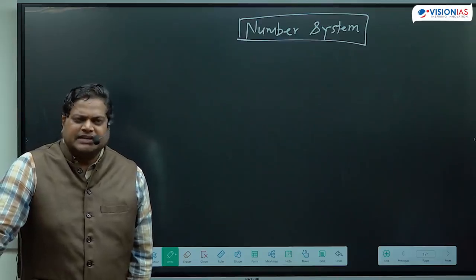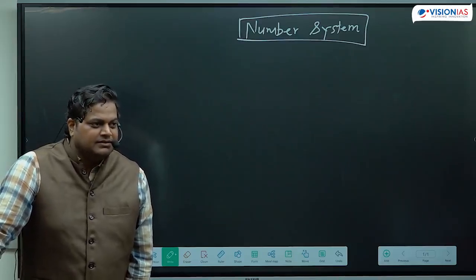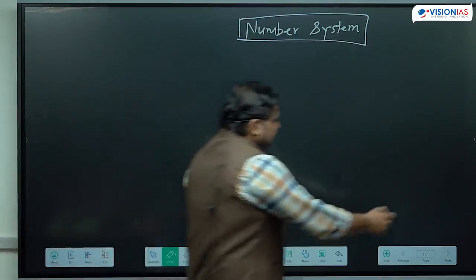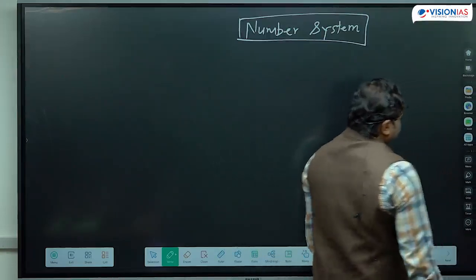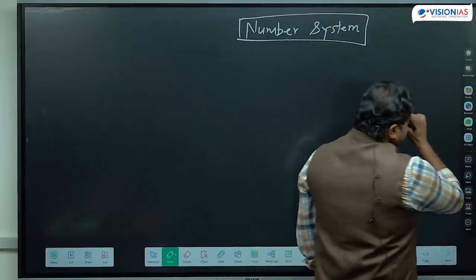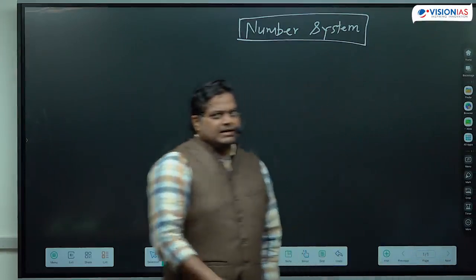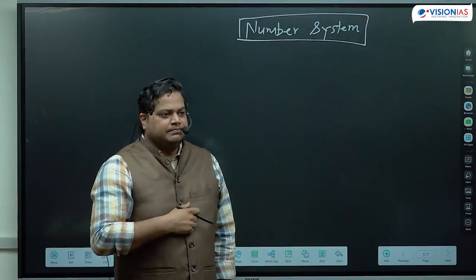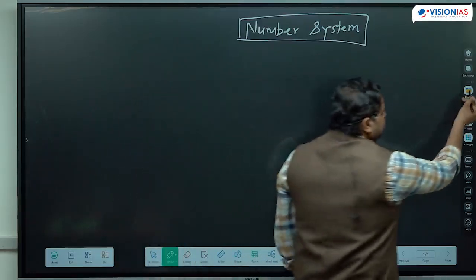Number system chapter from SSC. I will see for number system. From number system SSC may, like last topics. Few questions we can take from SSC. So I will make that arrangement.